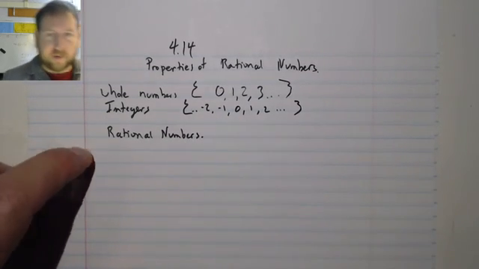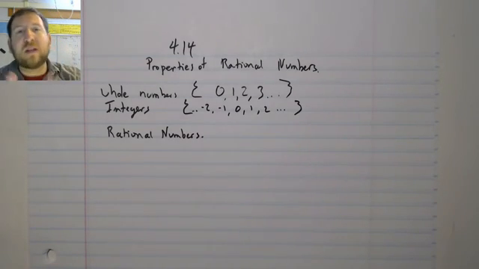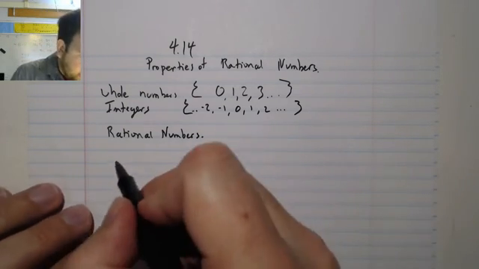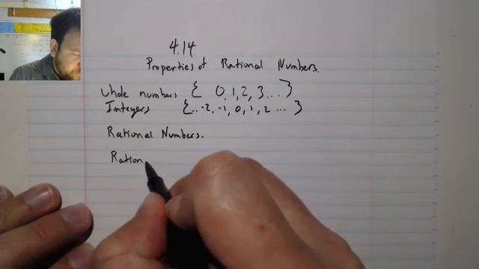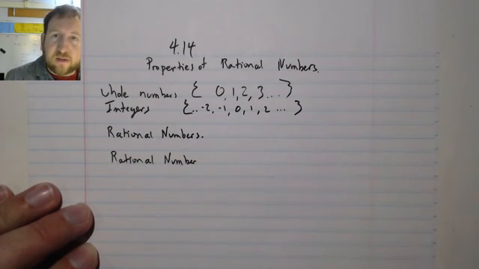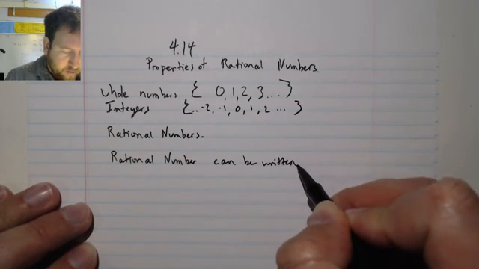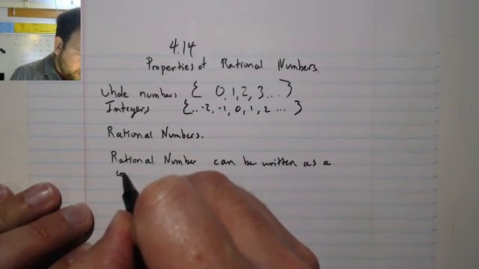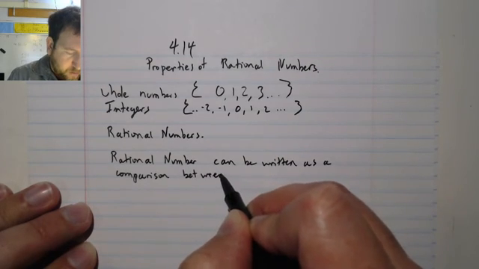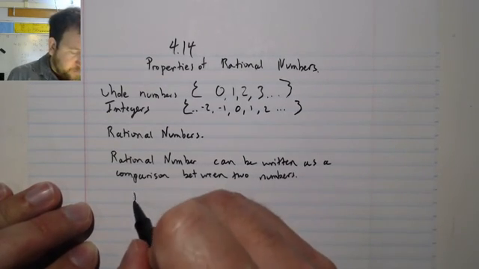Now, rational numbers have an interesting trait. We can say that they are all numbers in between these integers and whole numbers. And the way that we can define them is that we can use a ratio. A rational number can be written as a comparison between two numbers. And we call this comparison a ratio.